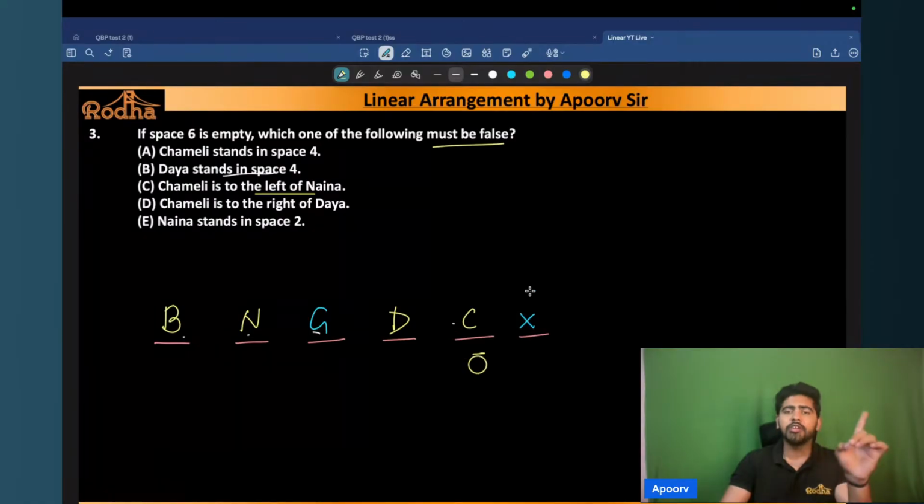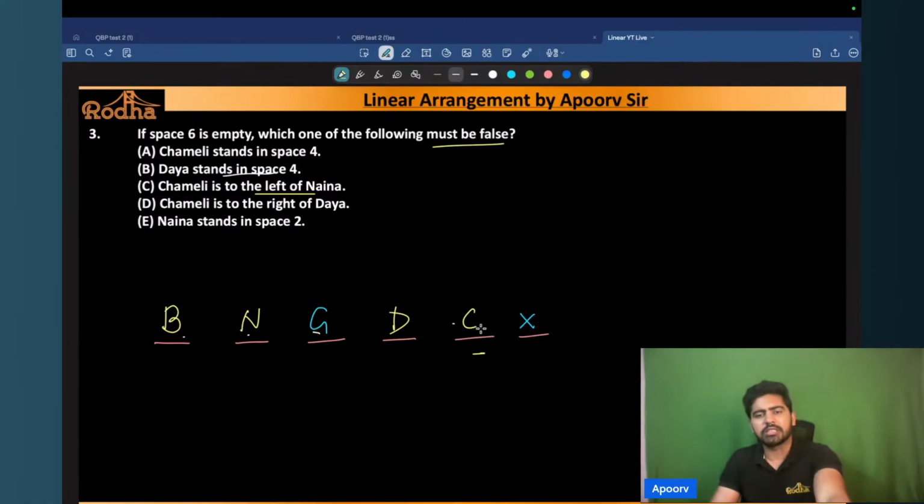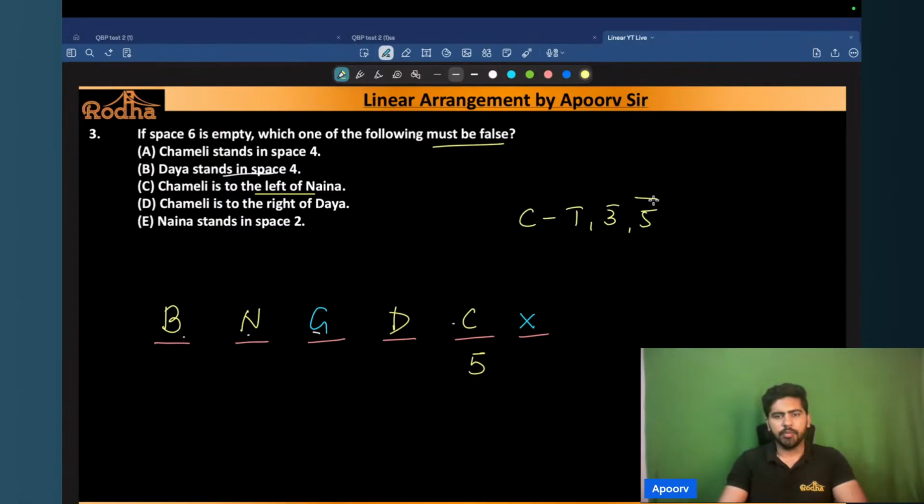And it was given to me that Chameli cannot stand in space number 1, 3, or 5. Chameli cannot stand at 1, 3, or 5. But when I'm putting Nana at space 4, Chameli is appearing here, which is violating my given condition. So if this condition is violated, that means this statement must be false. So the correct answer for the third question is option number B.